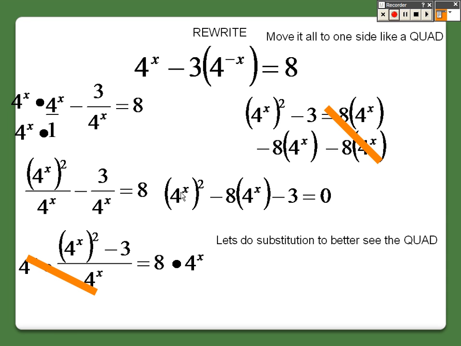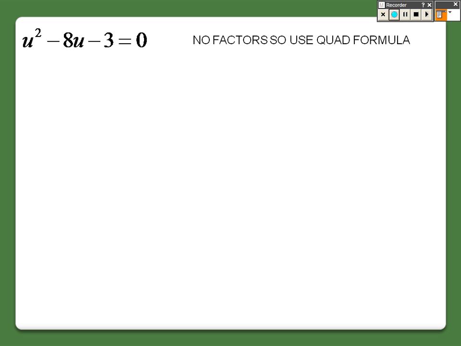So instead of making it 4^x, I'm going to take out 4^x. I'm just going to put a u in there instead. So really I'm looking at u squared minus 8u minus 3 equals 0, and that's more of a problem that you can solve. I can't factor that, so I'm going to have to do the quadratic formula.